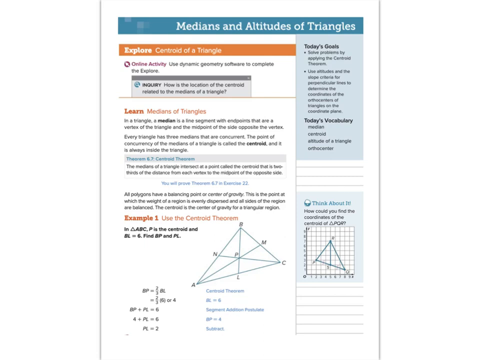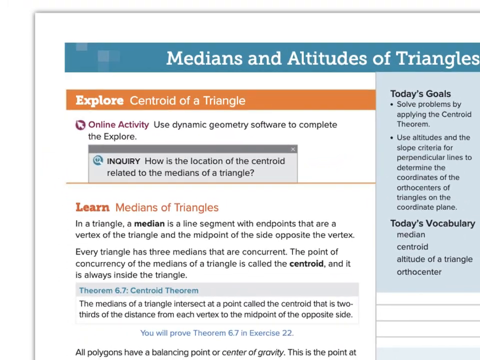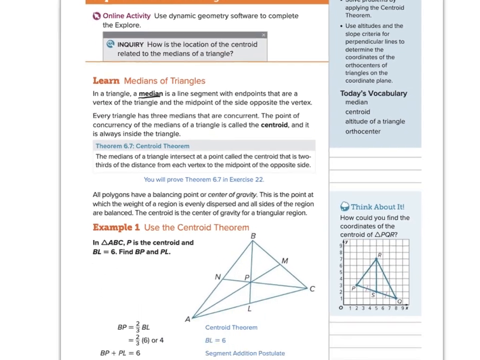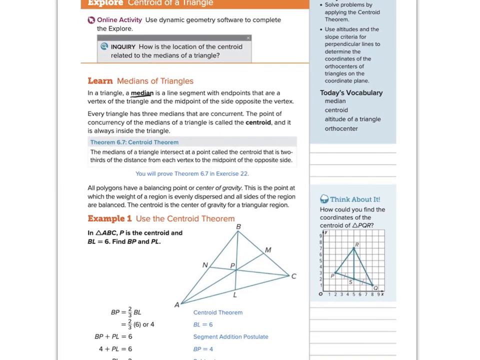On the first half of our lesson, this first day of medians and altitudes, we are only focusing on the median portion of triangles. A median is a line or line segment that goes from the vertex of an angle to the midpoint of the opposite side. So, of course, creating a midpoint, and that is the median. And the medians will all intersect at the point of concurrency called the centroid.